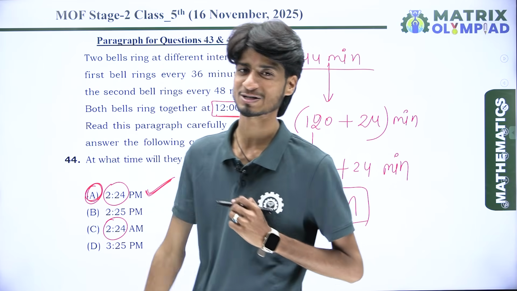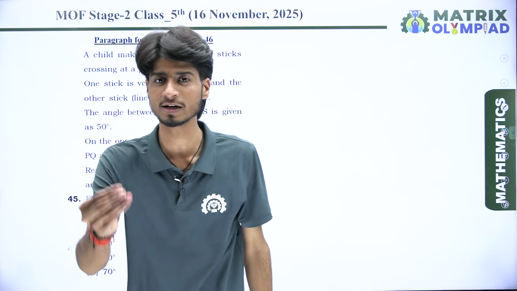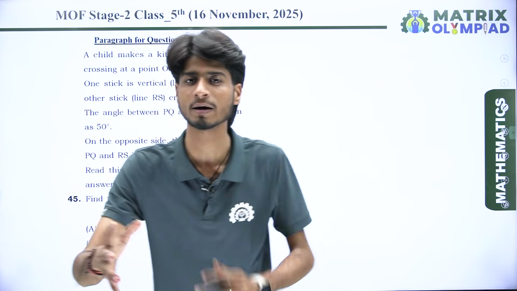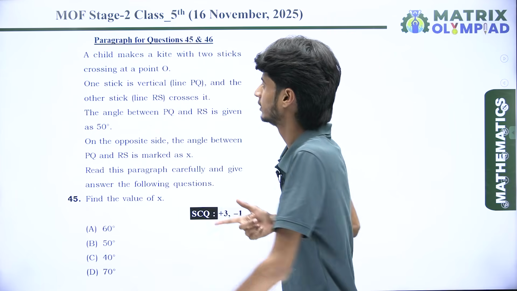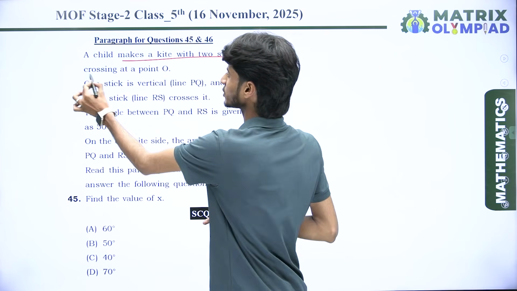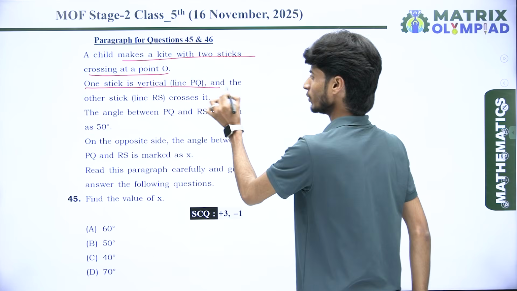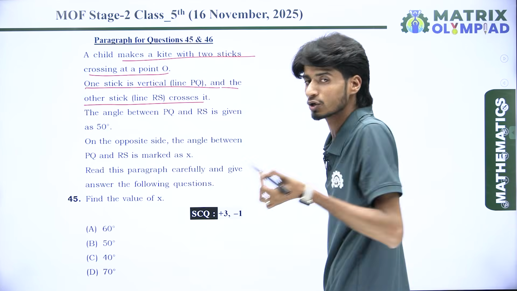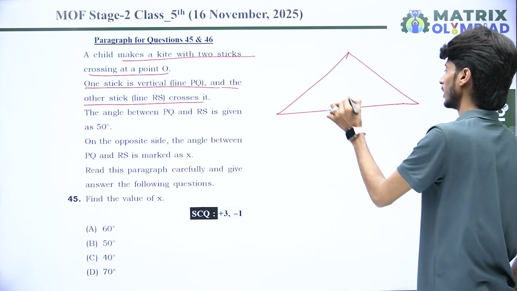Let's come to the next question. Now we have questions number 45 and 46, which depend on a different paragraph than the previous one. So let's look at the paragraph very carefully. Look. A child makes a kite with 2 sticks crossing at a point O. One stick is a vertical line PQ and the other stick is line RS, which crosses it. Look, a child makes a kite like that.